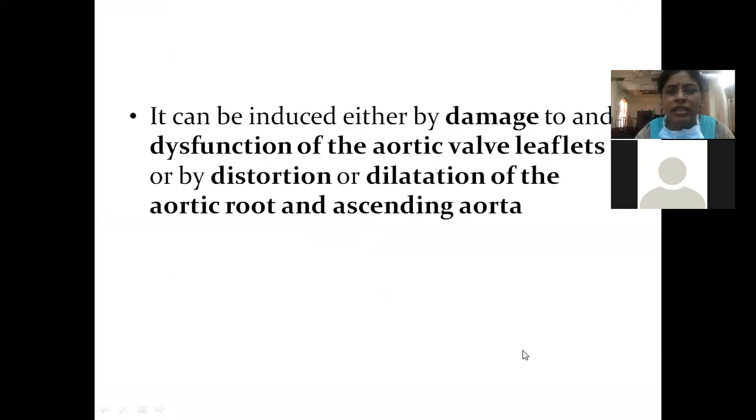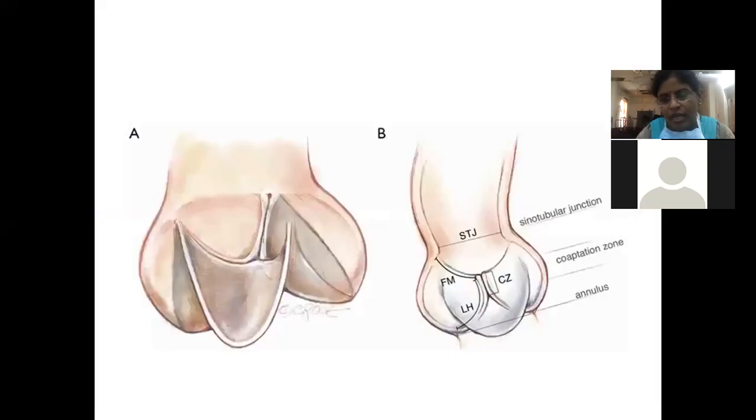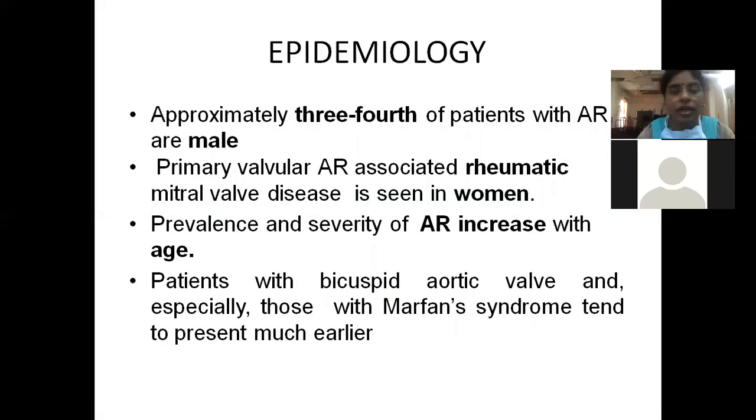Then, why is there aortic regurgitation? So already you know what the parts of the aortic valve are. One is the leaflets, the second is the commissure, and the third is the annulus. So any damage or dysfunction of the aortic valve leaflet, which may be rheumatic, can lead to aortic regurgitation, as already told in the previous class. Annulus: is there any problem in the annulus or ascending aorta? So that is the important thing.